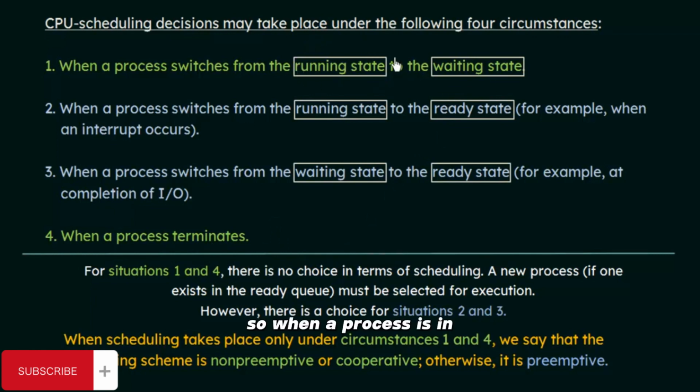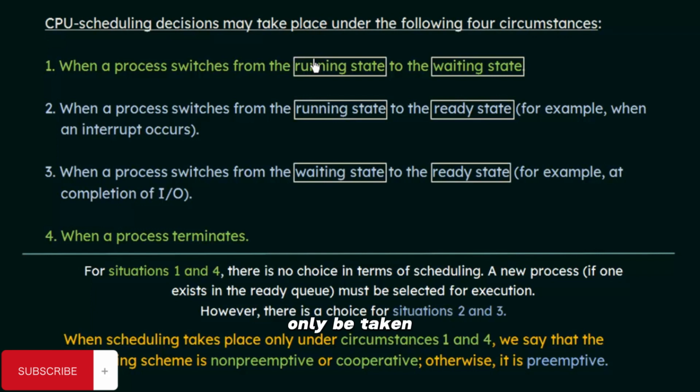So when a process is in the running state, the CPU is never taken away from it. When a process is running, it will not be disturbed. It will be allowed to use the CPU until its execution is complete. This allows it to hold the CPU until and unless its execution is complete.